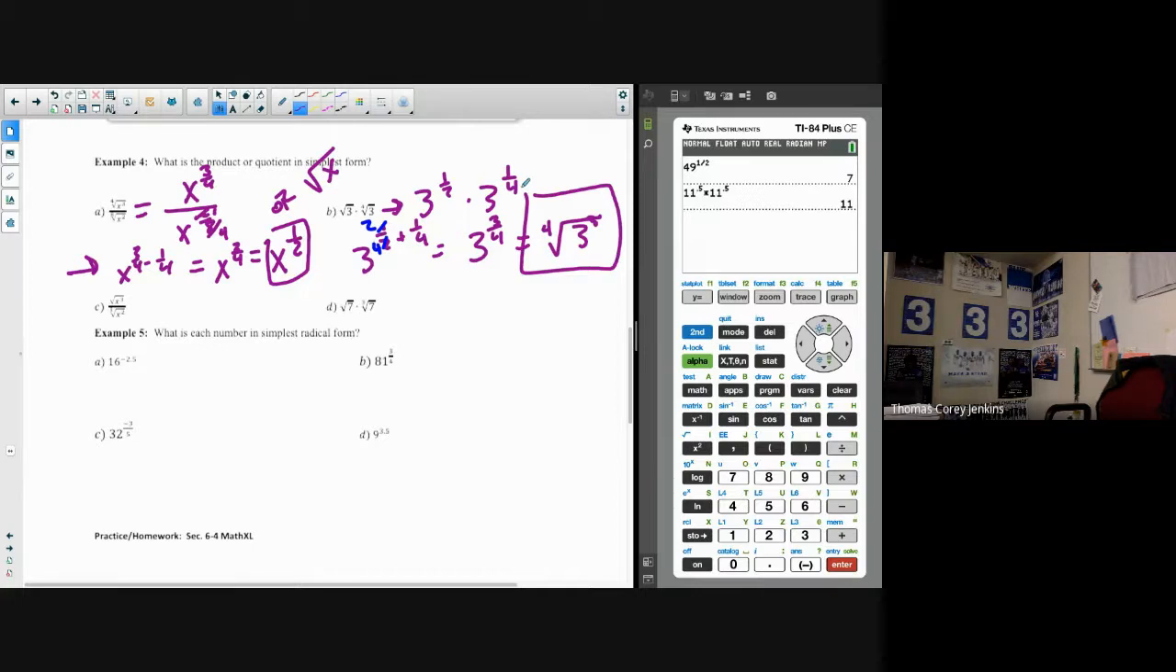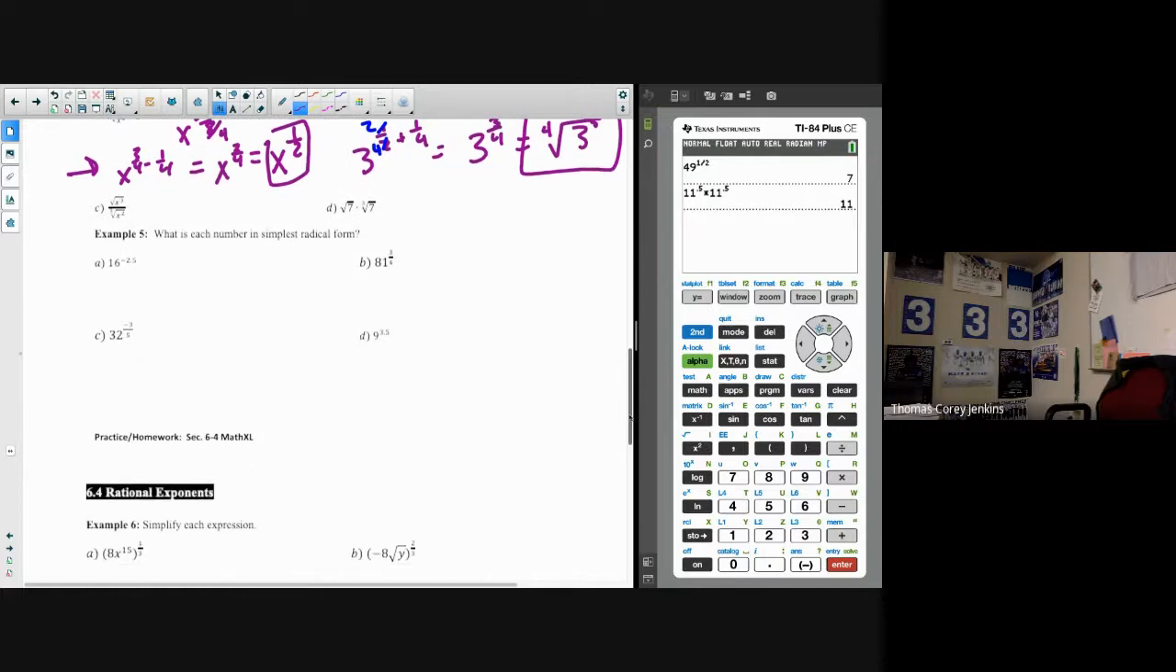All right, I will leave C and D for you. So C says the square root of x cubed over the cube root of x squared. And then D says the square root of 7 times the cube root of 7. All right, example 5 wants to know, what is each number in simplest radical form?